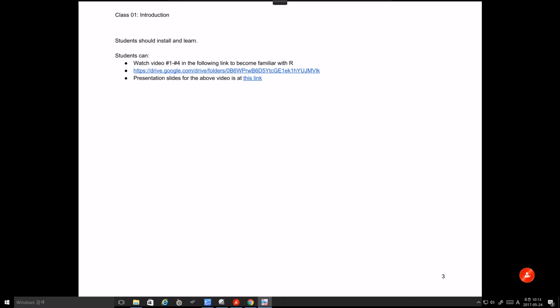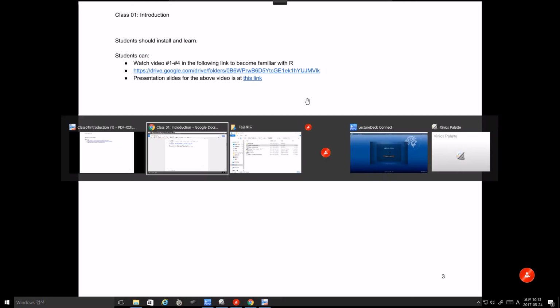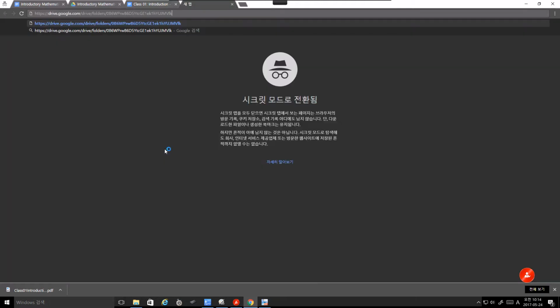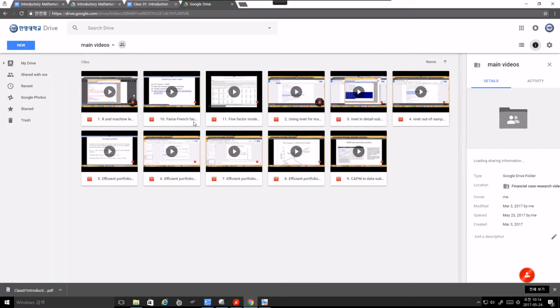And then students should install and learn R. Next page. This class requires students to install and learn R. In order to learn R, students can watch videos from number 1 to number 4 in the following link to become familiar with R. So let me click this link. You can copy this one and then paste it. Then you can see some video content here.